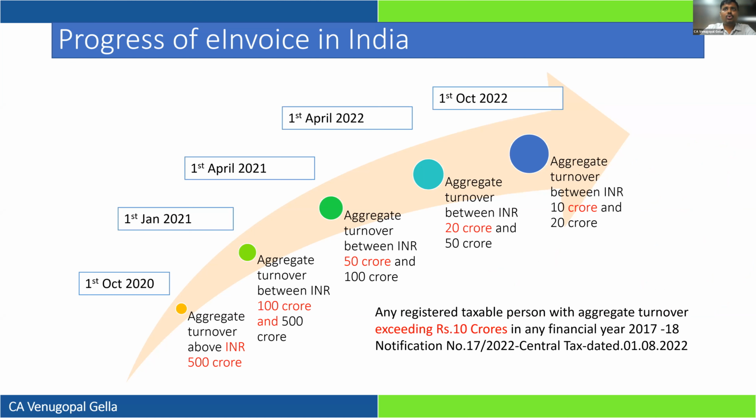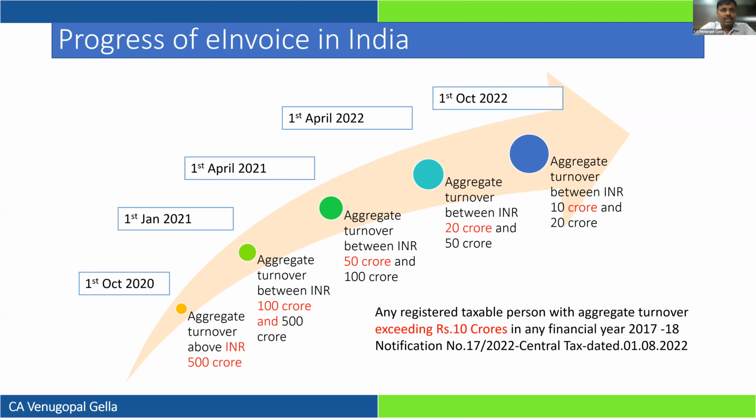Vishwanathan is asking how to generate e-invoice from a different location. I will show you a demonstration through Tally on how we are going to do it. Any question on the turnover? Because he is asking, can you repeat the last statement for qualification?